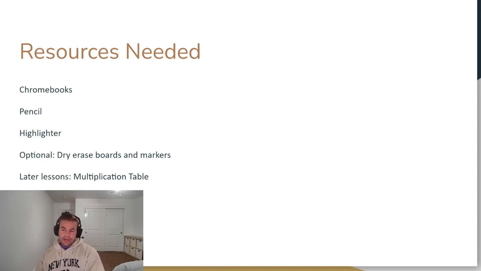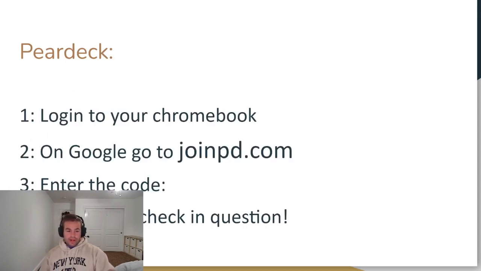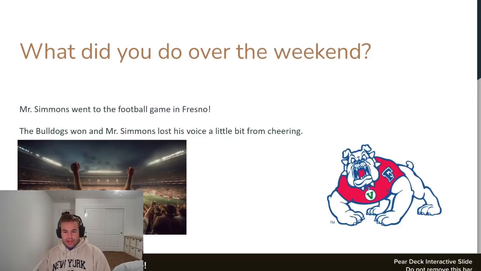And then when we get later on to multiplication, they'll start with a multiplication table because we're really focused on identifying what the operations they're going to be doing are. This will be on the board when they come in. I'll have a code there. And then this is going to be the first slide that they see on their Peer Deck. They're going to write a response. I gave a little bit of what I did over the weekend. They know that I'm a football fan and I went to Fresno State.